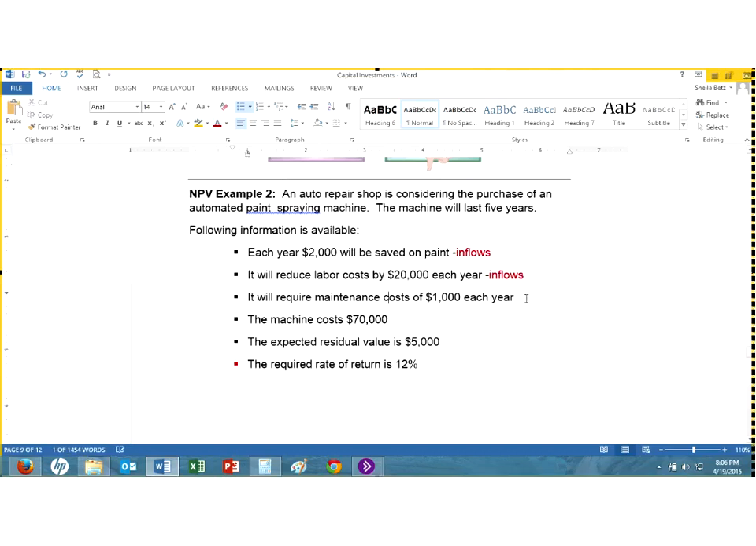It will require a maintenance cost of $1,000 each year. That's going to be money going out, so that's going to be considered an outflow. The machine costs $70,000. That's going to be an outflow. And the expected residual value is $5,000. Remember, that's the amount of money we expect in the future that we'll be able to receive. That's an inflow. So here we have 3 inflows and 2 outflows.